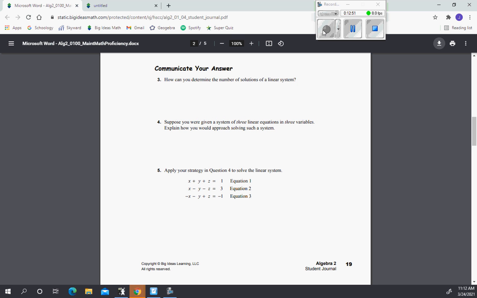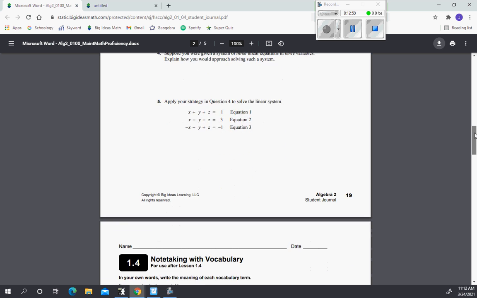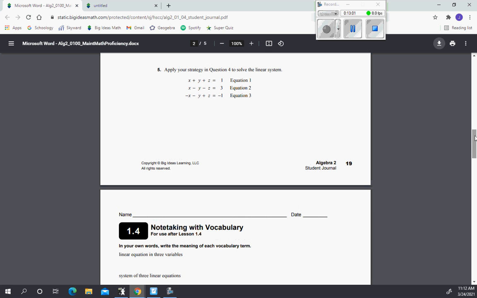Number 4, suppose you were given a system of 3 linear equations and 3 variables. Explain how you approach solving each system. Well, I'm going to go through that right now. There is a special way we have to do this. We have to do this by elimination. With 3 variables and 3 equations, we can solve it.